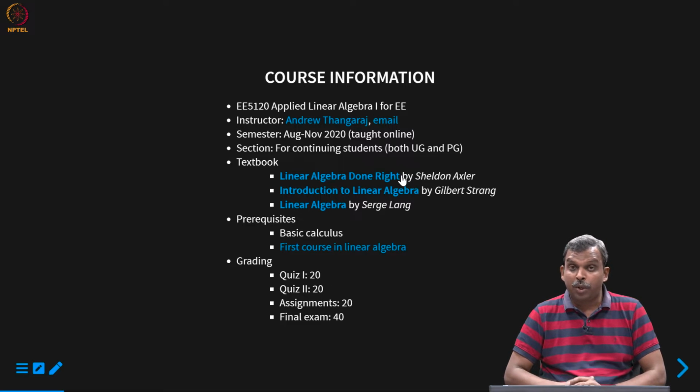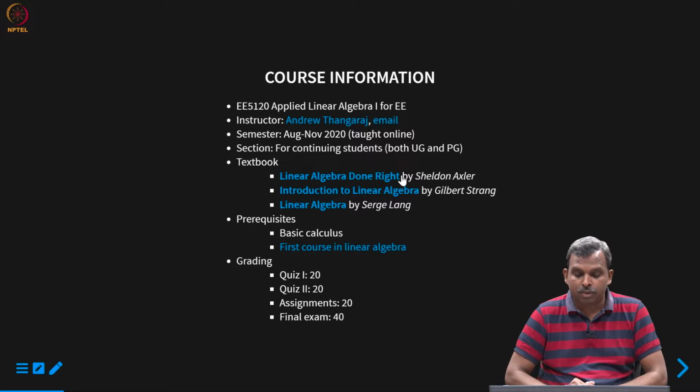Okay, how are we going to be grading this course? There are going to be two quizzes, quiz 1 and quiz 2, 20 marks each, and an assignment which will also be 20 marks, and then the final exam which will be for 40 marks.